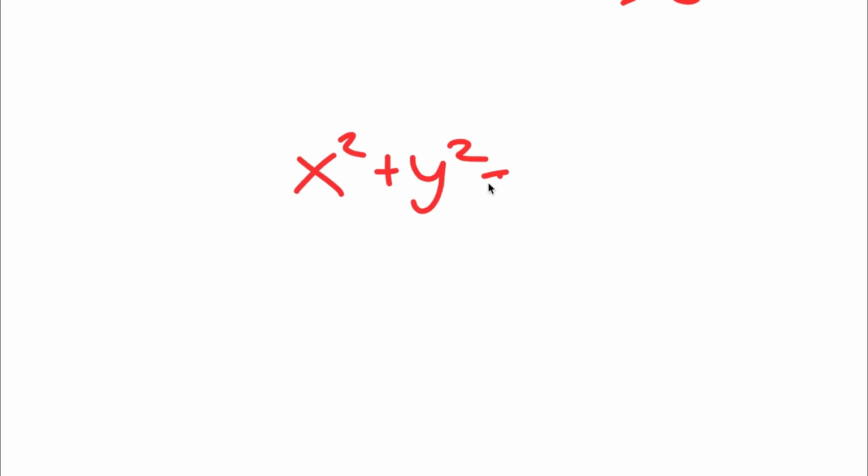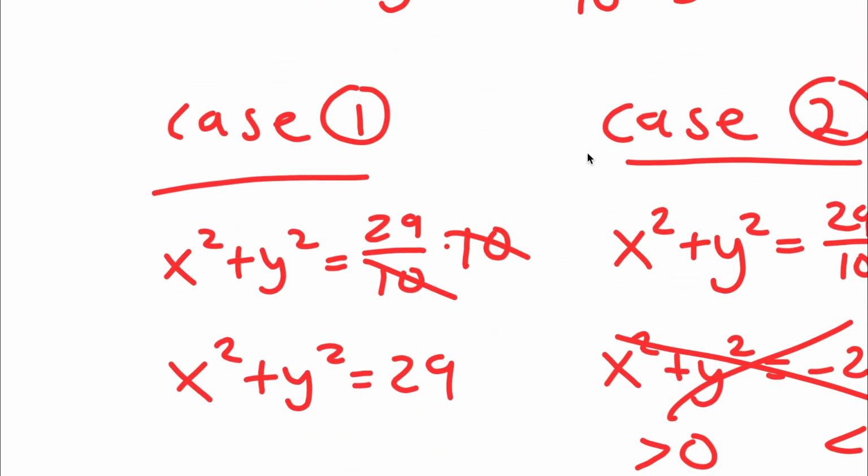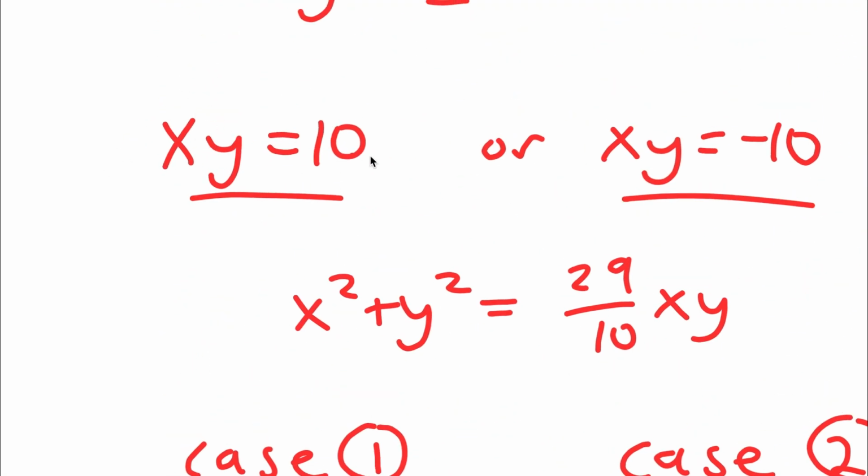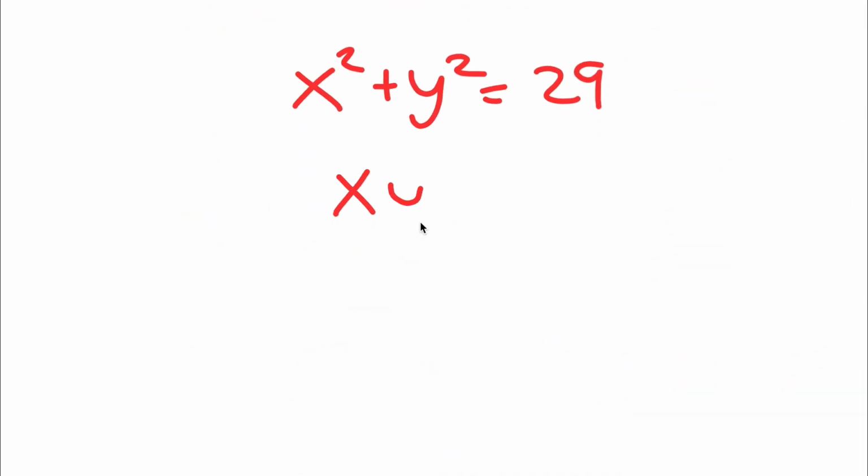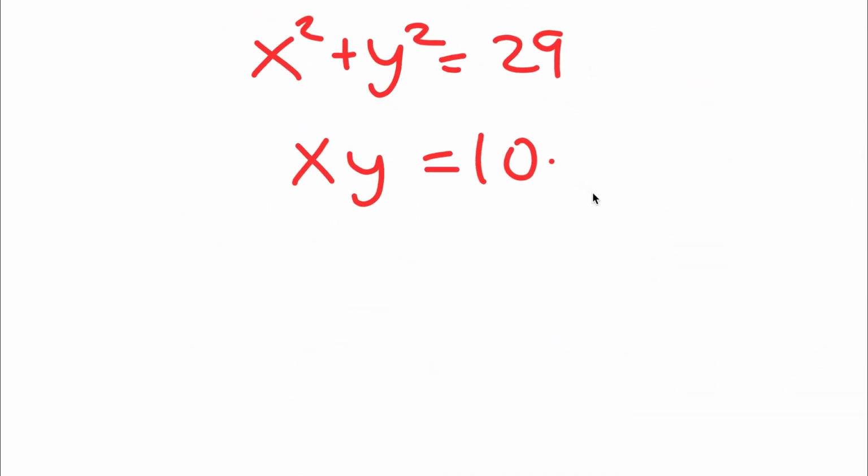So now I have x squared plus y squared is equal to 29. And I'm also going to use this, x times y equals 10. So now we've gotten another system of equations, but this one is a little easier to solve. Again, remember, I want to find the value of x plus y. That's my goal.